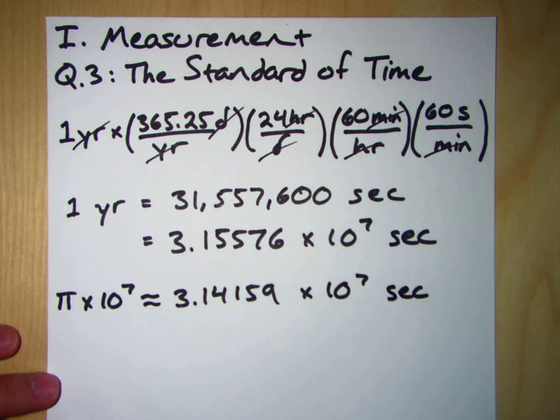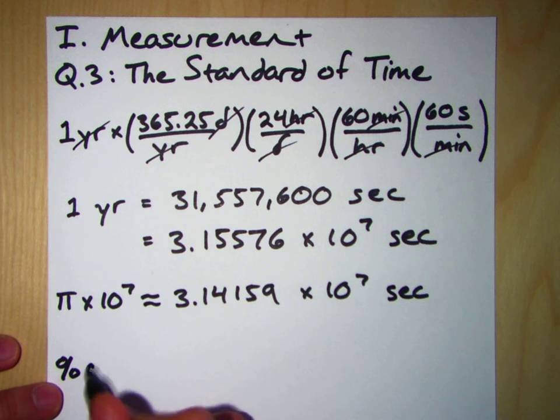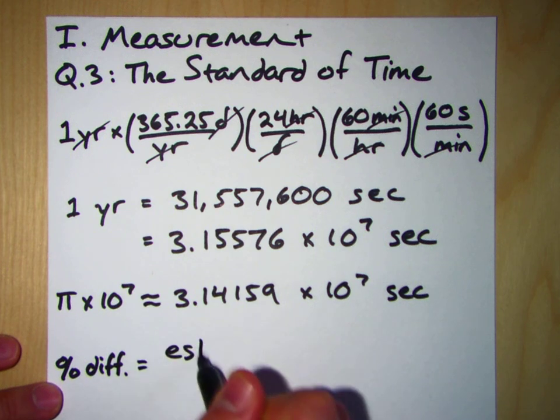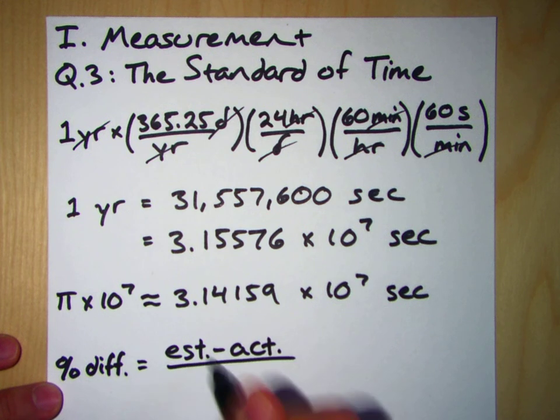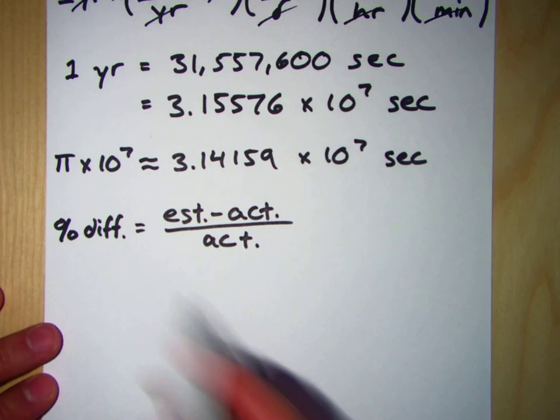So let's see what this percent difference is, and if the numbers are already pretty close, we can see that. Well, how close? The percent difference of the estimate from the actual number is going to be equal to the estimate minus the actual, divided by the actual.